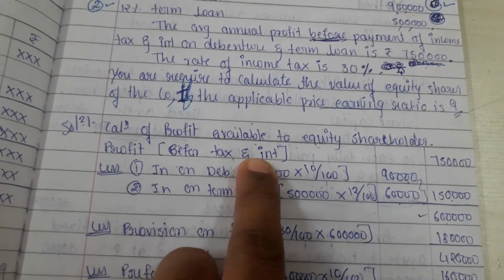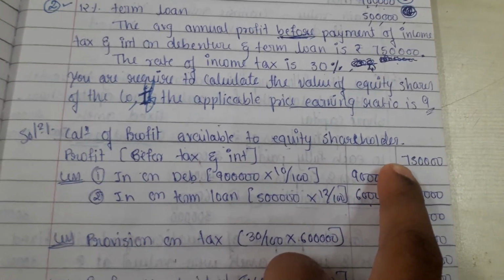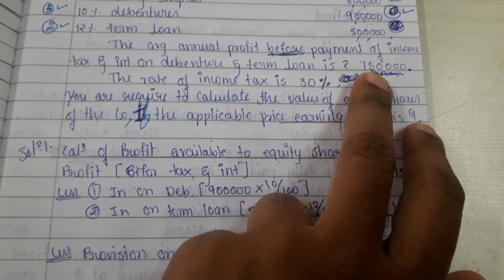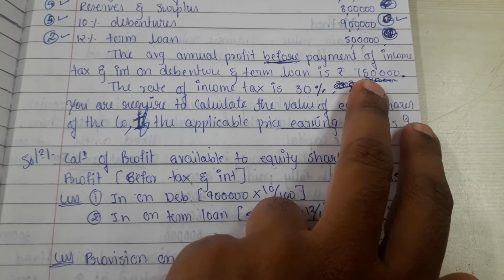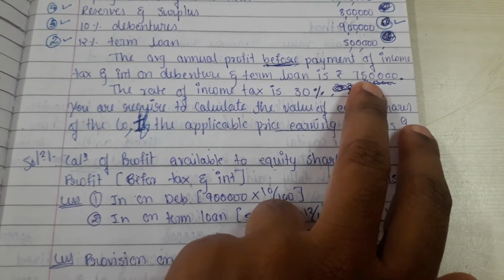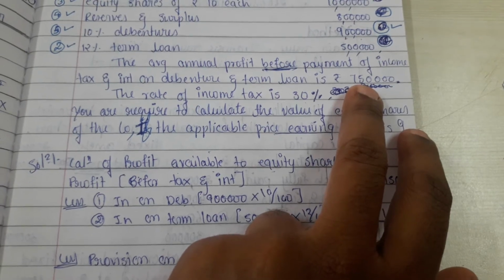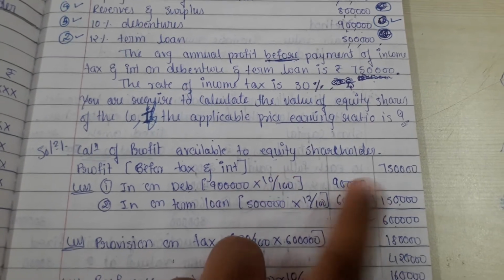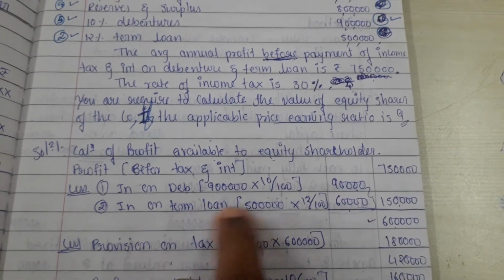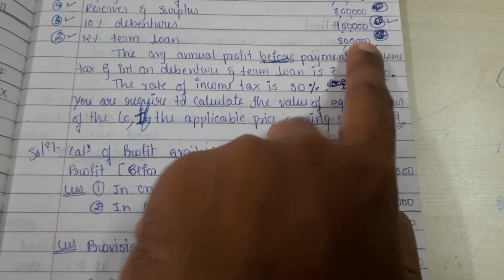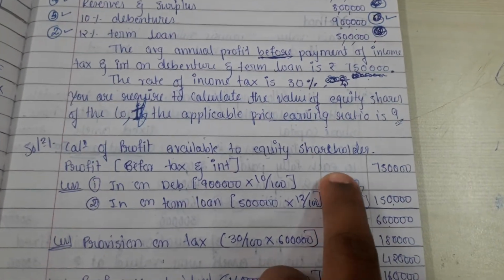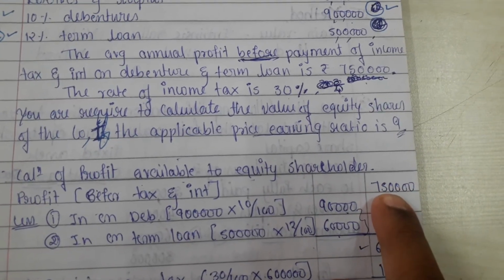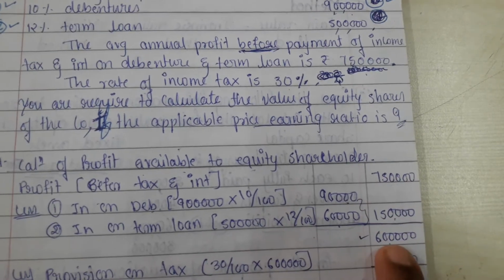So profit before tax and interest is what? 7,50,000. They have given directly over here. Profit before income tax and interest on loan, sorry, I said it wrong, is 7,50,000. So profit is 7,50,000. Interest on debentures we have to calculate, 9 lakhs at 10%, 90,000. And then interest on term loan, 5 lakhs at 12%, so it will come to 60,000. So 90 and 60 totally will be 1,50,000. From that we have to less. So 1,50,000 we have to less from 7,50,000, we will get 6 lakhs.